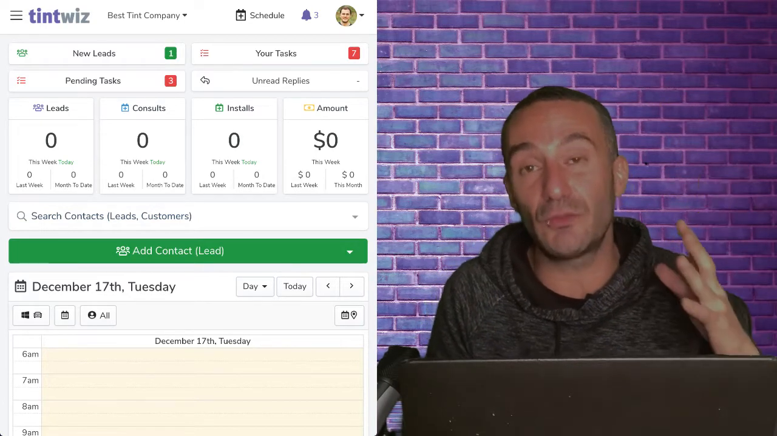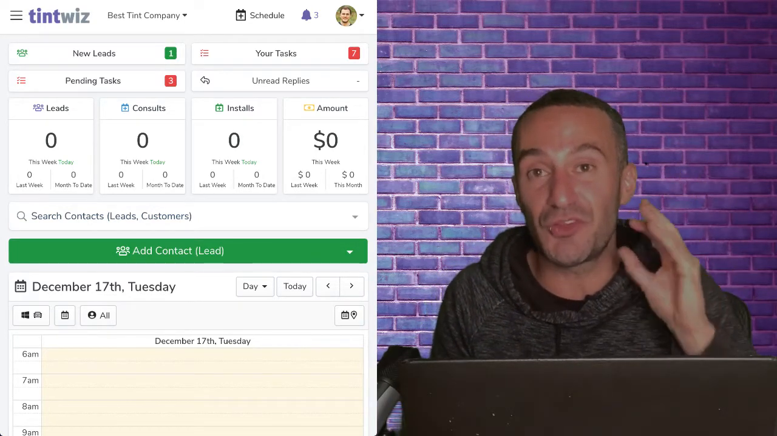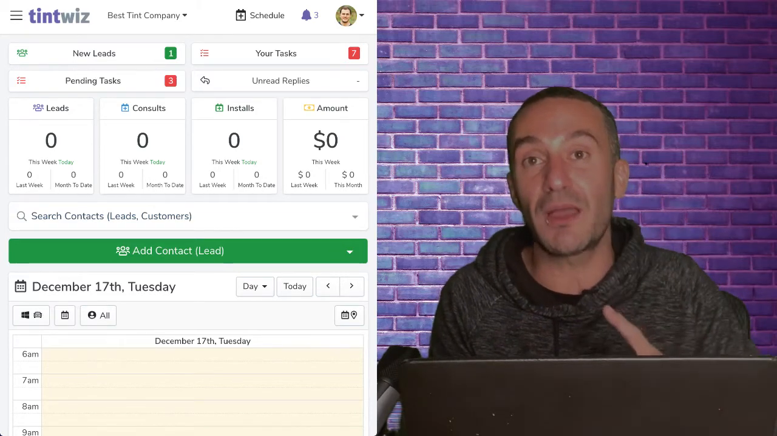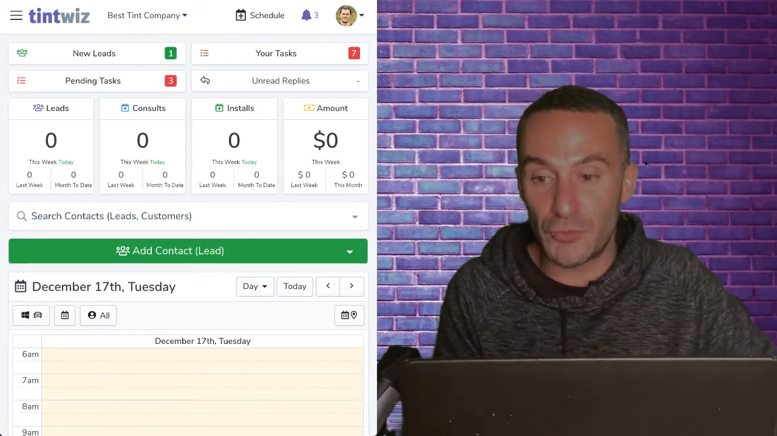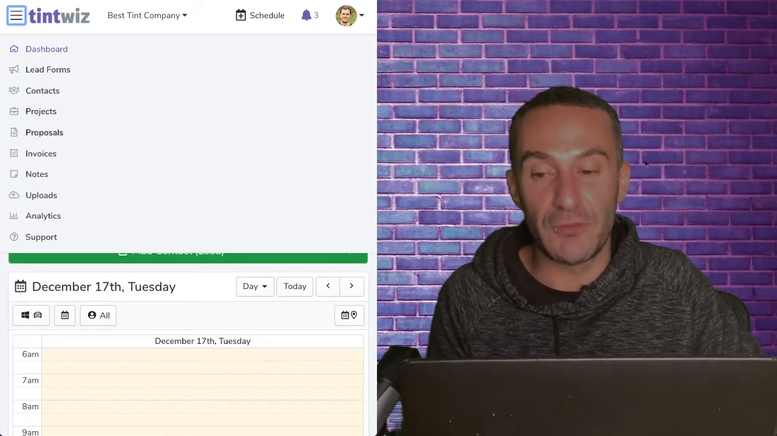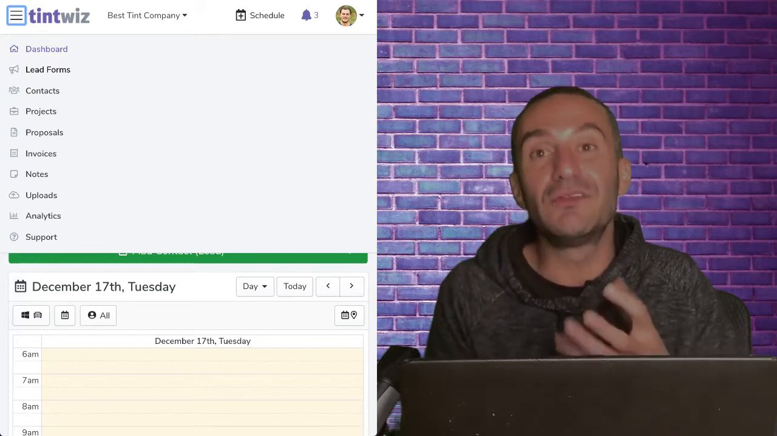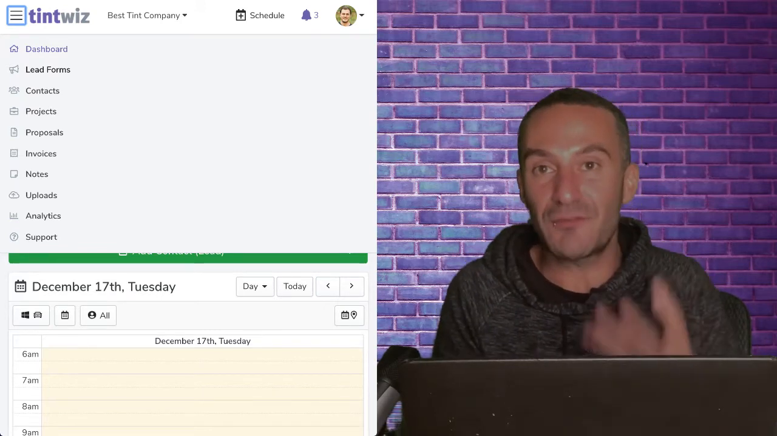You're going to thank Tint Wiz. I can guarantee it, because everyone who has implemented this has had something positive to say about it, because it's a one-time thing with so much future benefit. So what I'm talking about is the lead forms up here. The lead forms are basically a way to get your leads into Tint CRM effortlessly, okay?